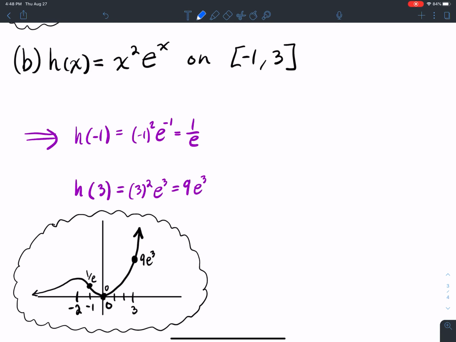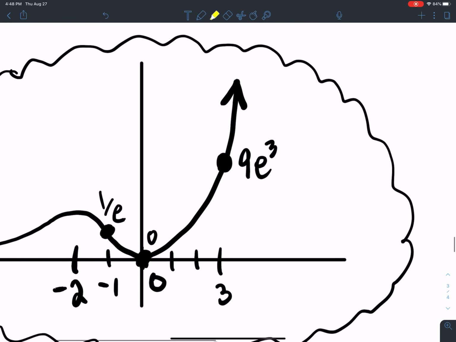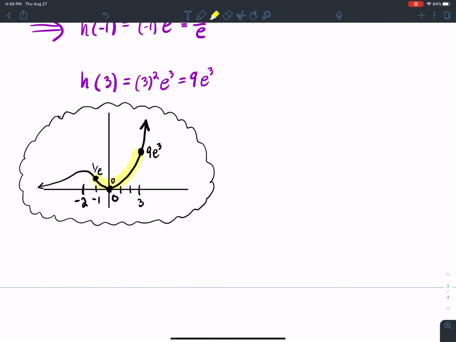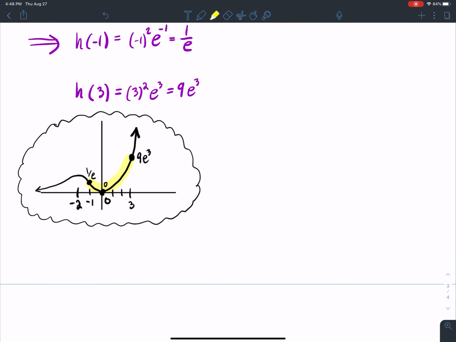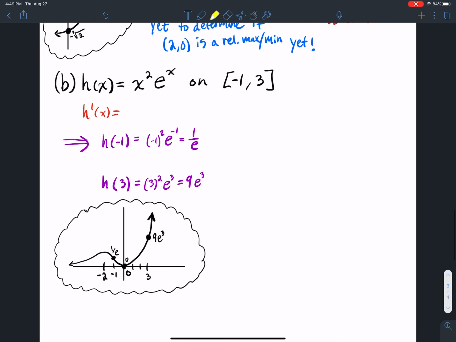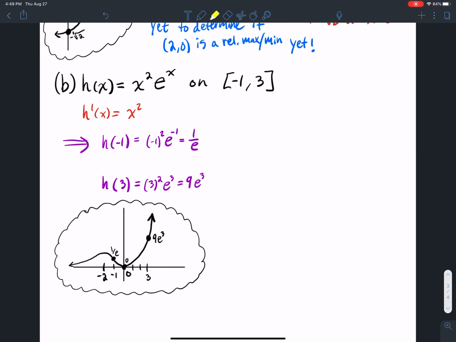Now, we're only considering values on -1 to 3. So -1 to 3 is only going to be on this part of the graph here. Okay. Hold on. Okay, so now what I'm going to do is I'm going to take the derivative.